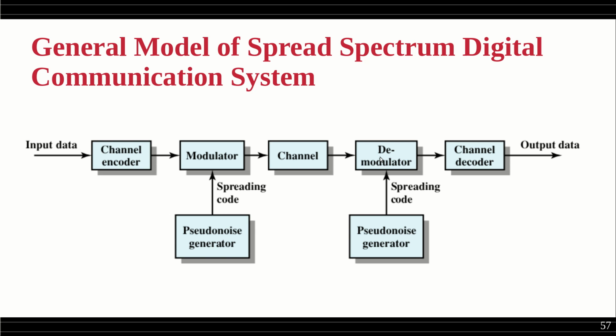The receiver antenna captures the signal. Once it has reached the receiver, using the same pseudo noise generator that is used at the sender side, we generate the spreading code, and using the spreading code, the information is demodulated back to the encoded form. Then the channel decoder decodes it to the original form, and it is delivered to the receiver machine. So this is the idea.